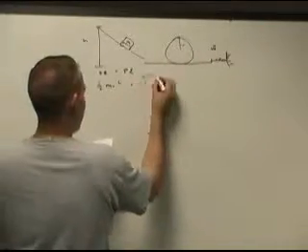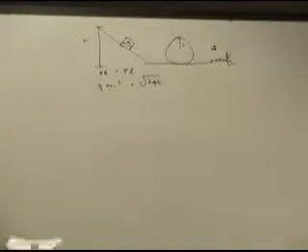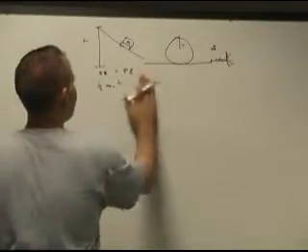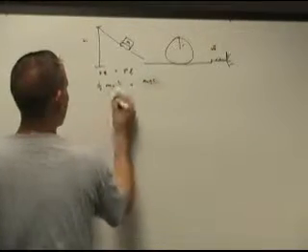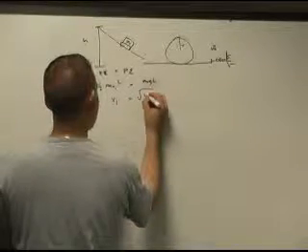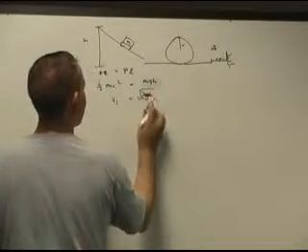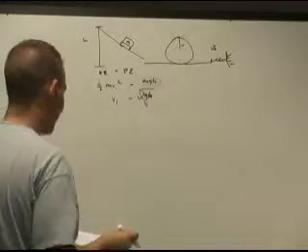Okay, and that's the square root of 2gh. That's what you're going to solve for. It's mgh, potential energy. And then just solve for v1, and you're going to get the square root of 2gh, because the masses are going to cancel. Okay? So that's your v1.